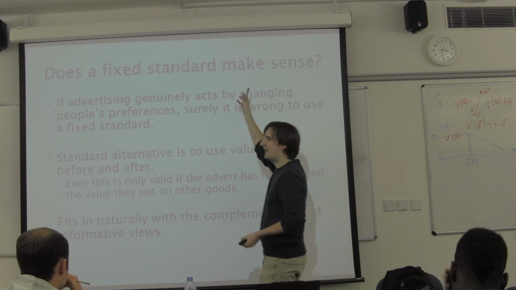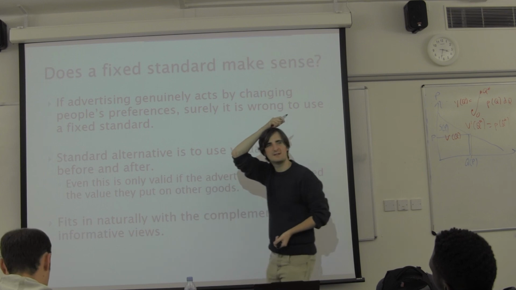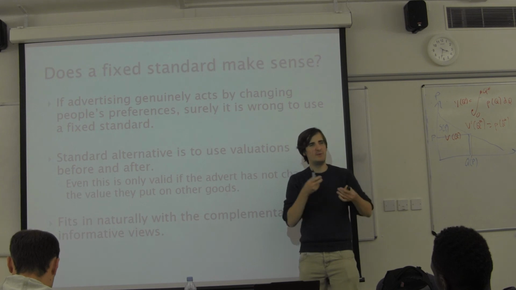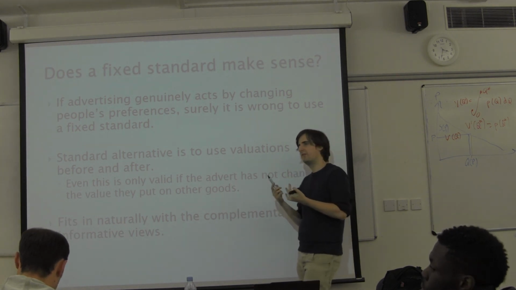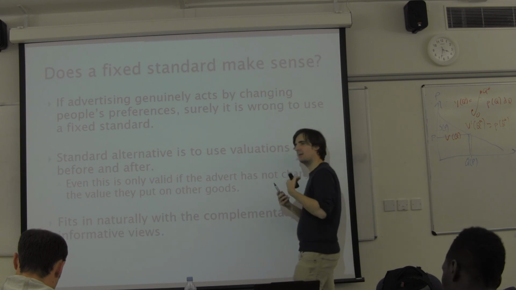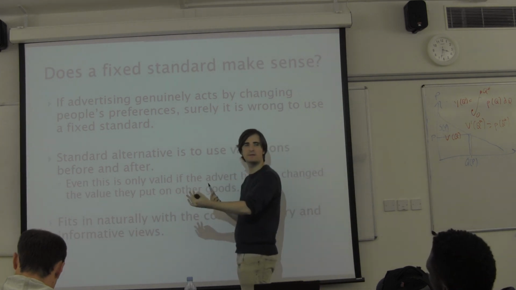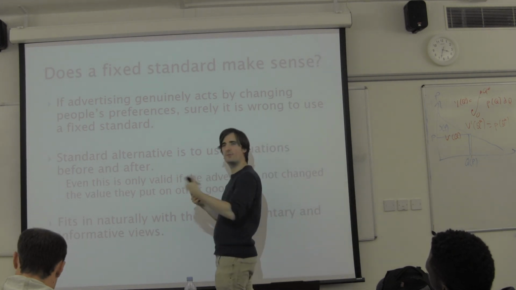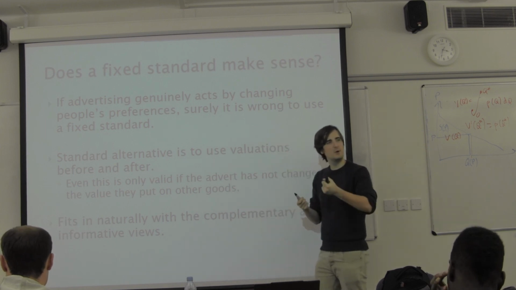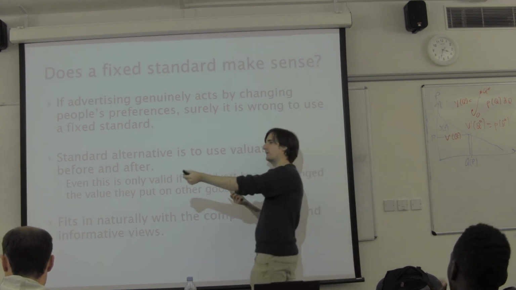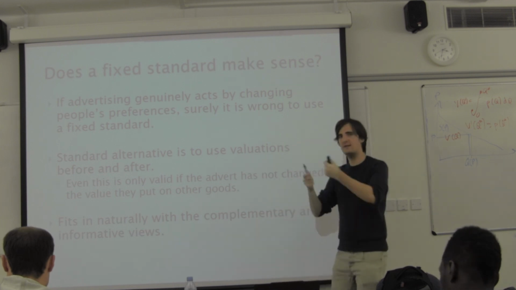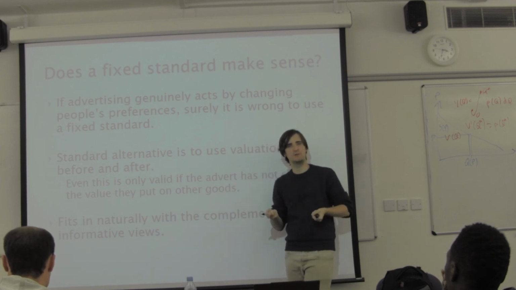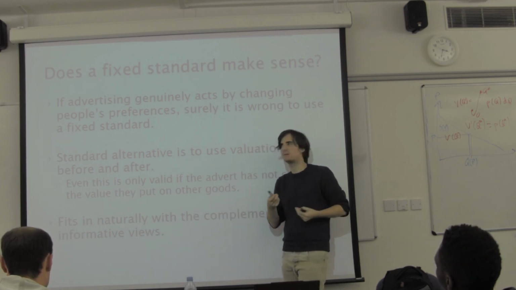Okay, but it's not completely clear that using a fixed standard actually makes sense, right? If advertising is genuinely changing people's preferences, then you ought to measure consumer surplus after we've seen the advert with respect to the new preferences, not the old preferences. Here we were taking the old preferences both before and after, whereas it might make more sense to use the old preferences before and the new preferences after. So you see the advert, your preferences change, you now get extra consumer surplus from consuming the good. That ought to be factored into our welfare measure.